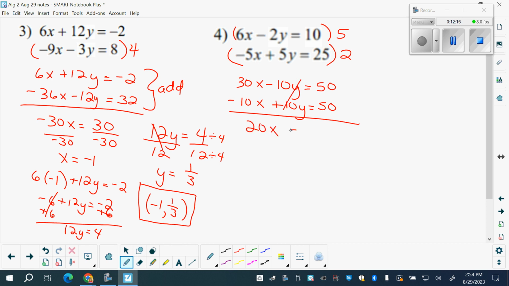20x equals? Yes. Divide by 20. X is 5. And then we take it and substitute it into either equation. Let's use the first one. 6 times 5 minus 2y is 10.